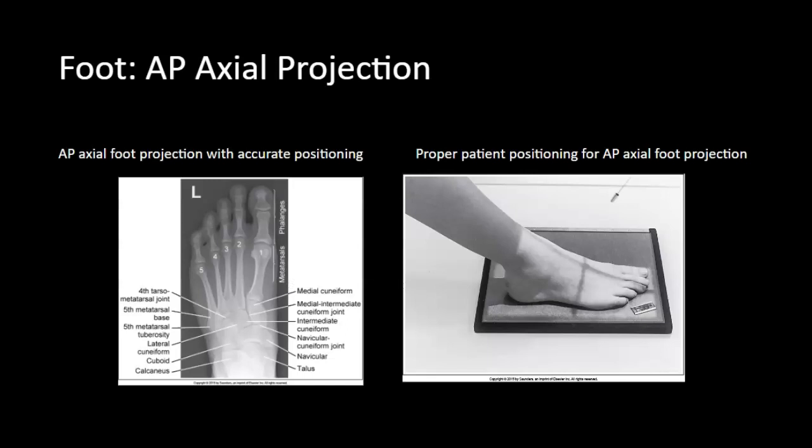Image analysis guidelines for the AP axial projection state that there should be equal spacing between the second through fifth metatarsals. One third of the talus is superimposing the calcaneus. The joint spaces between the medial and intermediate cuneiform should be open. The tarsometatarsal and navicular cuneiform joint spaces are demonstrated as open. The third metatarsal base should be at the center of the exposure field.